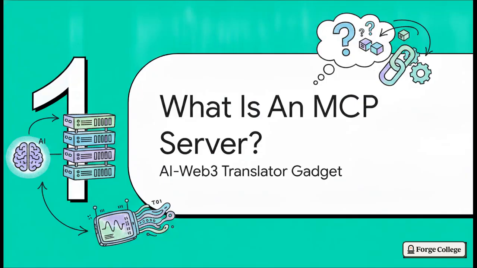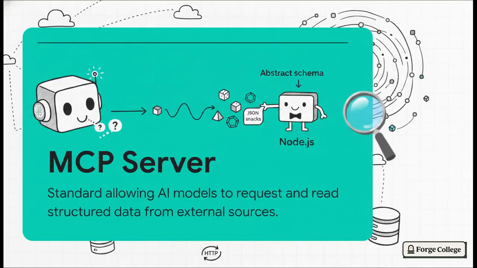Section 1. What is an MCP server? The AI Web3 translator gadget. So, right off the bat, let's clear something up. An MCP, which stands for Model Context Protocol, is absolutely not some kind of incomprehensible alien technology. At its core, it's just a standard. It allows AI models to request and read structured data from external sources.